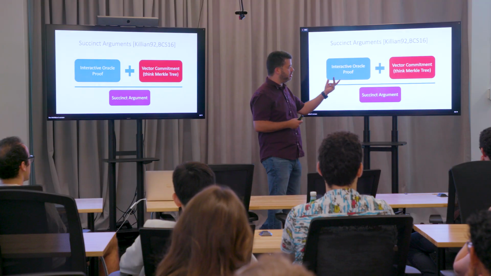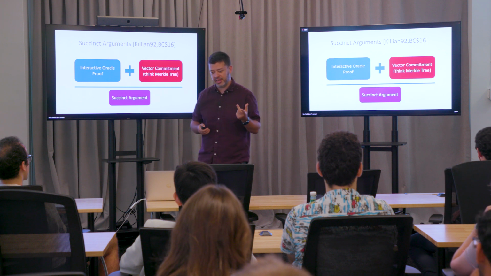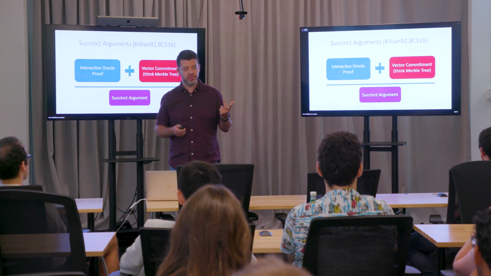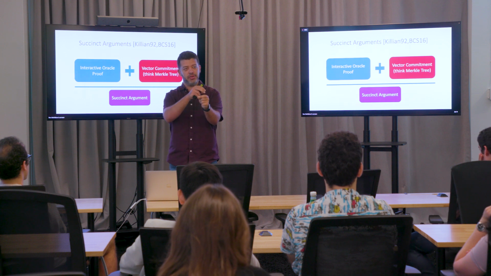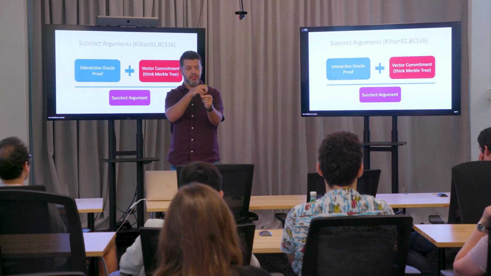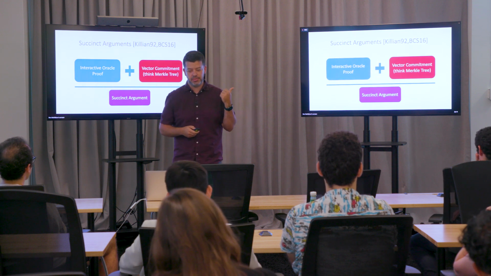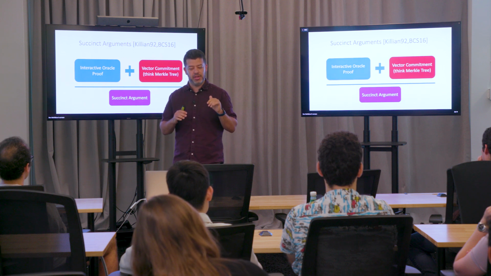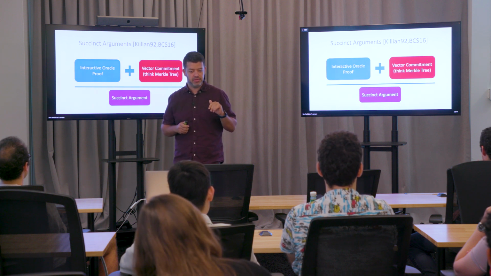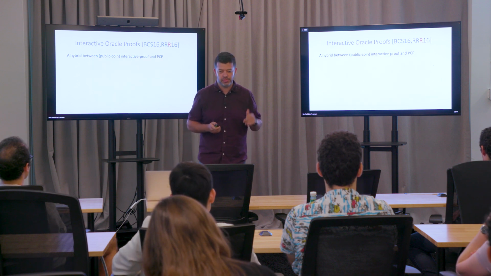The other object is called a vector commitment, which is a cryptographic object. The simplest way to think of it is what Merkle trees give you. With a Merkle tree, you can commit to a long vector so that later on you can decommit to particular bits. That would be an implementation of a vector commitment. When you combine these two things together, you get a succinct argument. We'll see that in a few slides, but let me first define what an interactive oracle proof is.